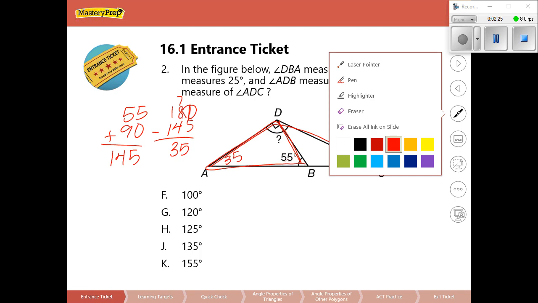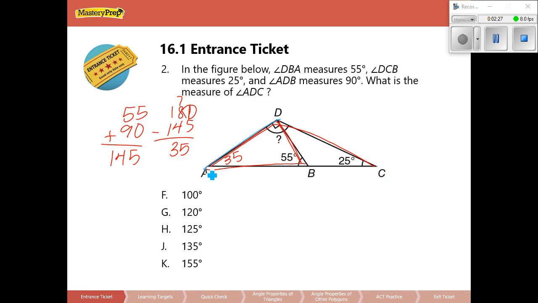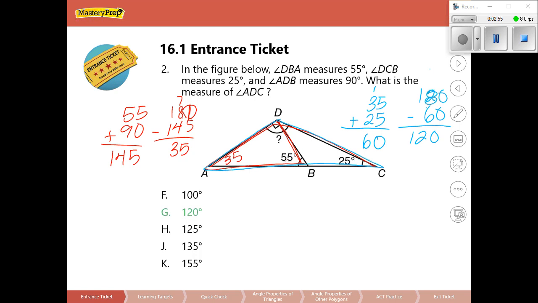Now you might be wondering why we would do that. Well, this bigger triangle here is still going to add together to be 180, so we can take 35 and 25, add those together and subtract it from 180. That's 60. If we subtract 60 from 180, we would actually get 120. My brain's trying to jump ahead. So this whole angle here is 120 degrees.